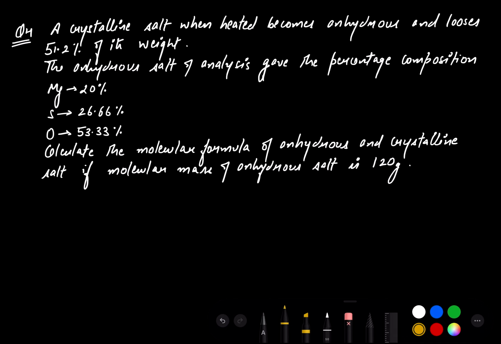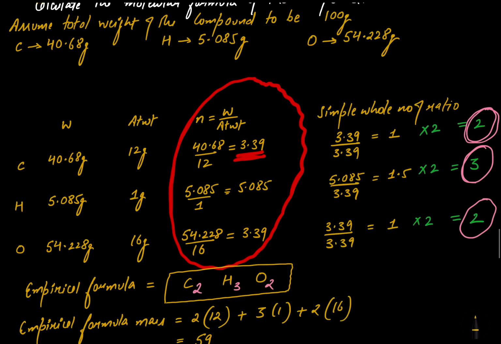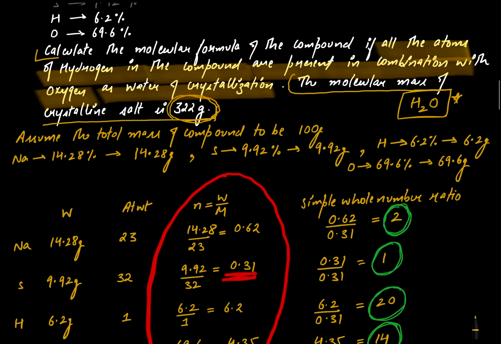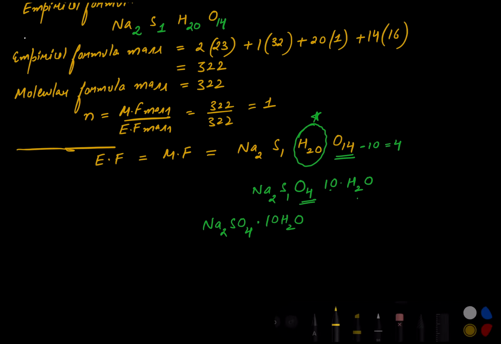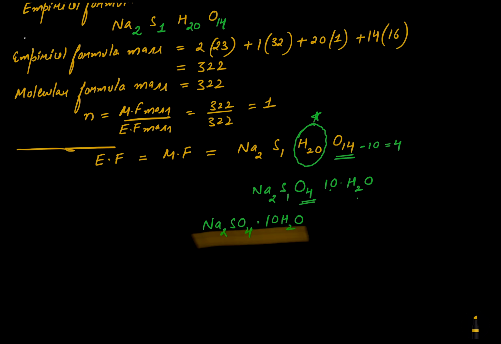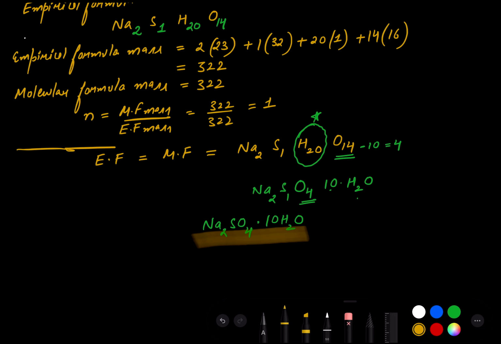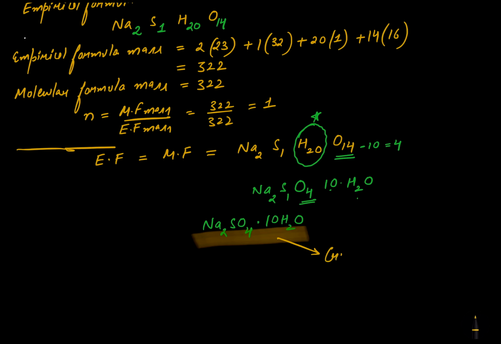So first of all, my dear students, crystalline salts are those which have water of crystallization. In the first numerical that we did today, my answer came out to be Na2SO4 dot 10H2O. I got 10H2O. This H2O is called water of crystallization. When water of crystallization in any number is linked to a salt, that salt is called crystalline. That means this salt is a crystalline salt.